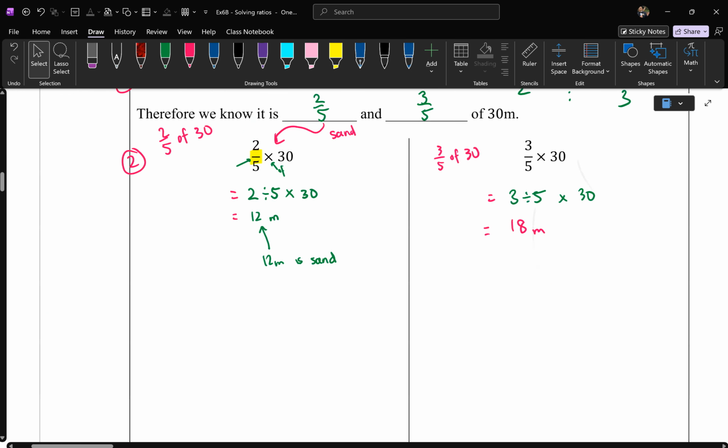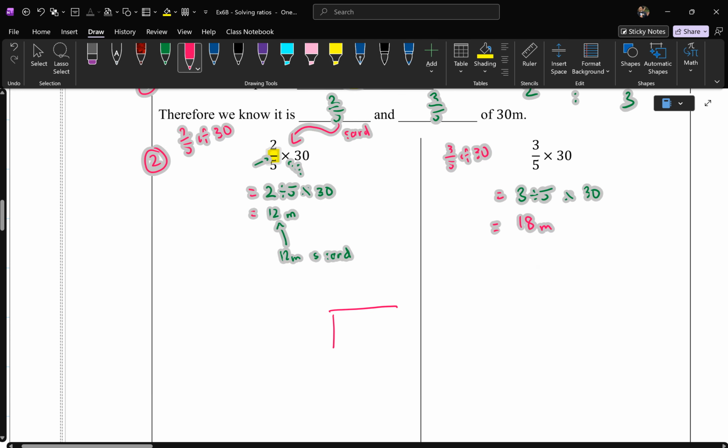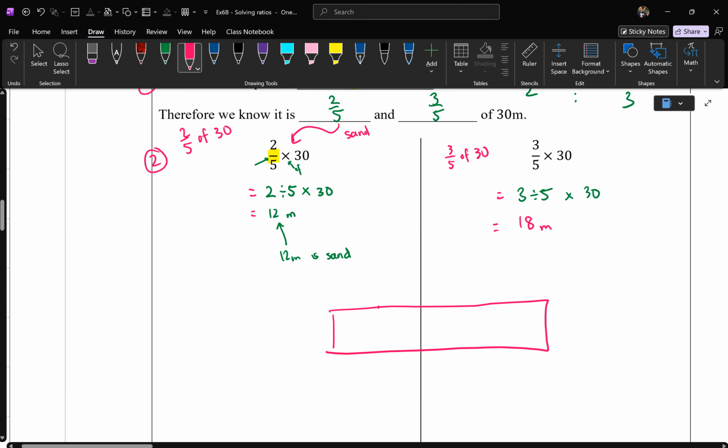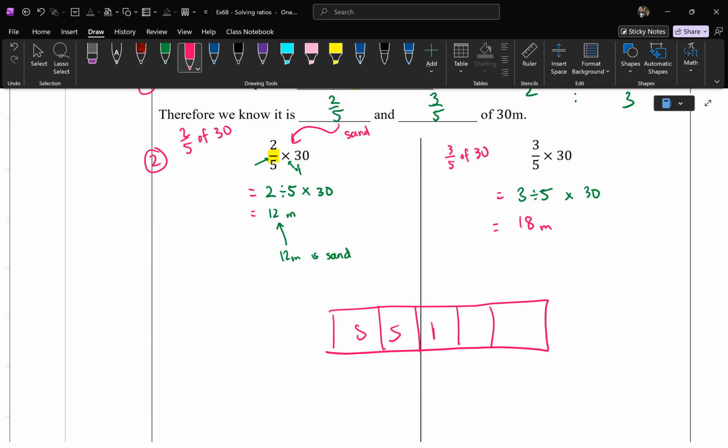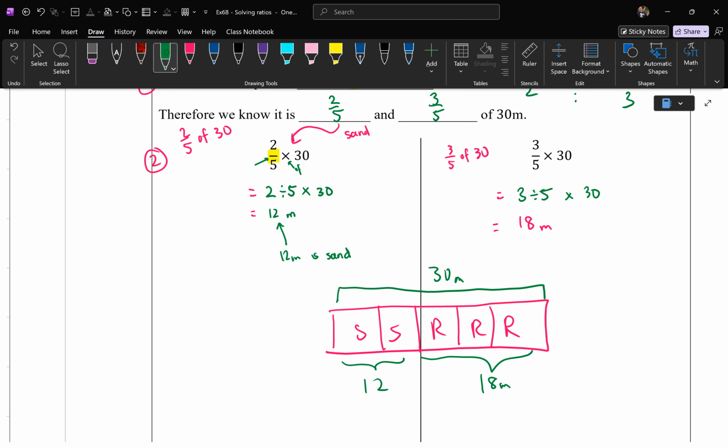Why is it 18 meters? Well, if you think about the diagram again. So the diagram, 2 parts was sand, 3 parts was road. You just worked out this is 12, and you knew that the path was 30 meters. So of course the leftover, 30 take away 12, must give you the leftover. So it must mean it's 18. So there's multiple ways of working it out.